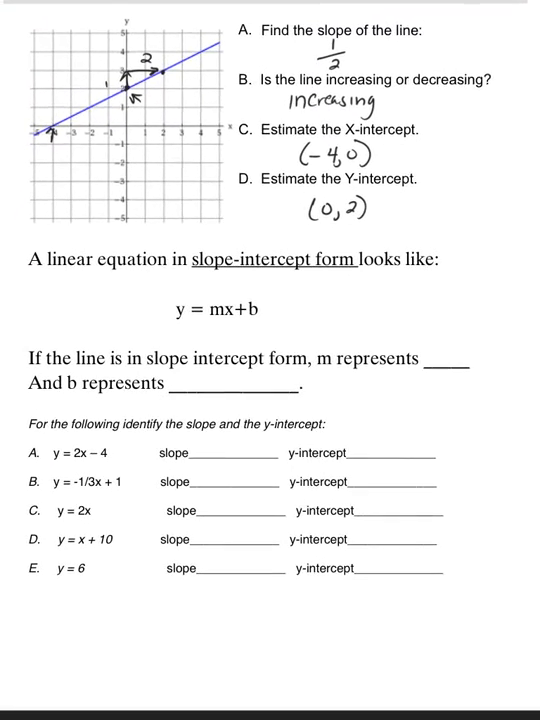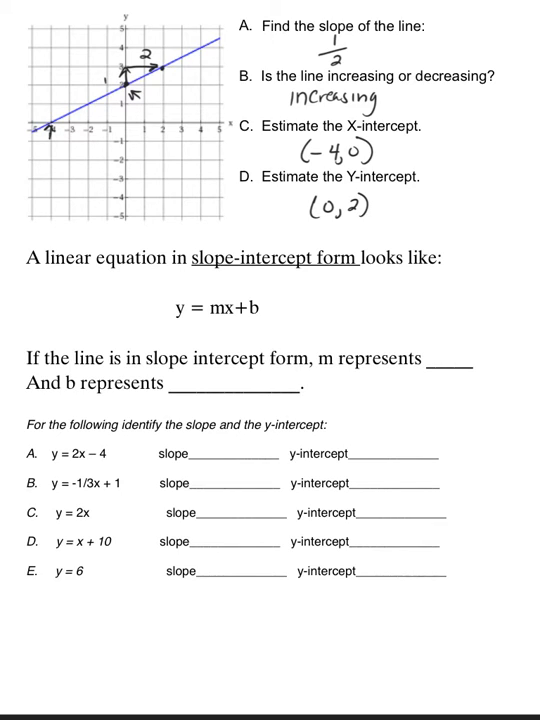A linear equation in slope-intercept form looks like y equals mx plus b. If the line is in slope-intercept form, that means that the letter m is going to represent your slope, and the letter b is going to represent your y-intercept.